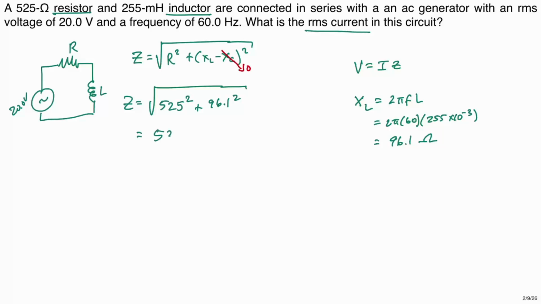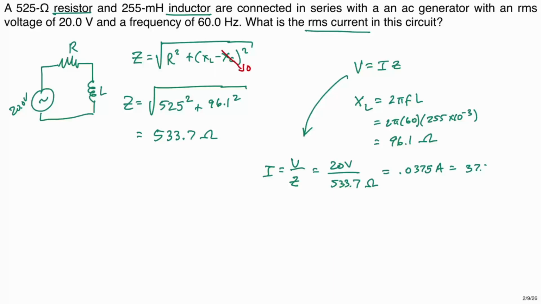I got 533.7 ohms. And then from Ohm's law up here, my current is going to be my voltage divided by my impedance. 20 volts. How do I know that's RMS? Because it just gave me the voltage, and you assume in AC circuits that if they just give you a voltage, it's RMS voltage. If it were max voltage, they would have said maximum voltage or peak voltage. They would have indicated something. Assuming I can calculate it correctly, I got 0.0375 amps, which is 37.5 milliamps, which is probably what Wiley Plus will annoyingly want me to answer.